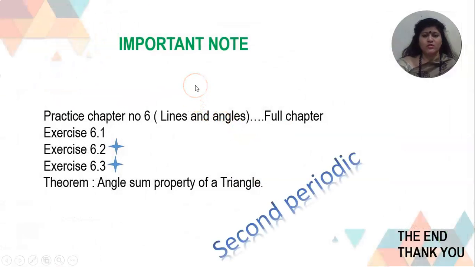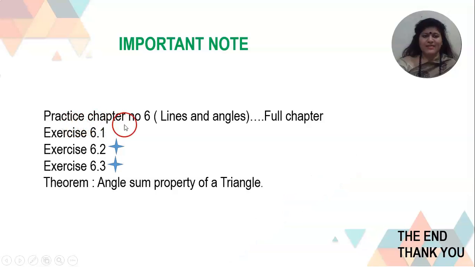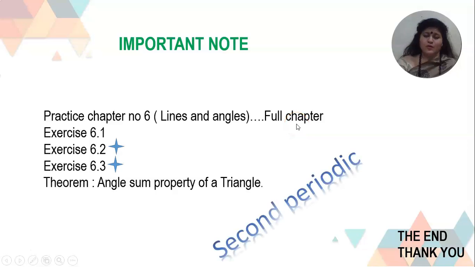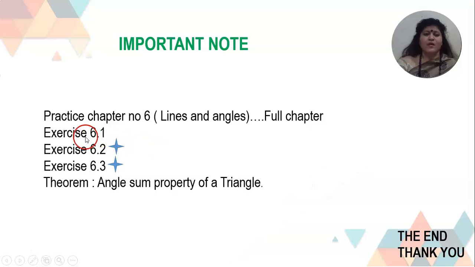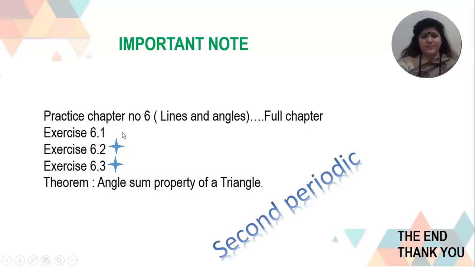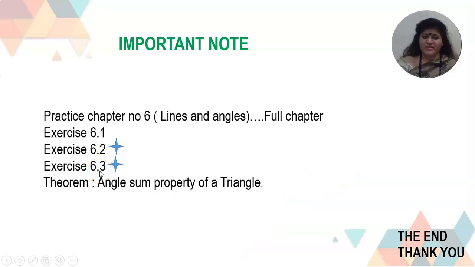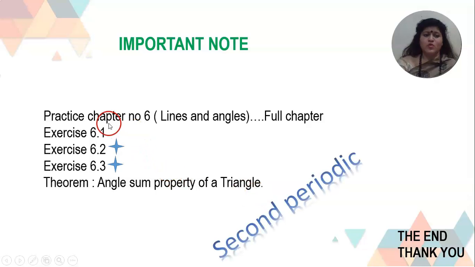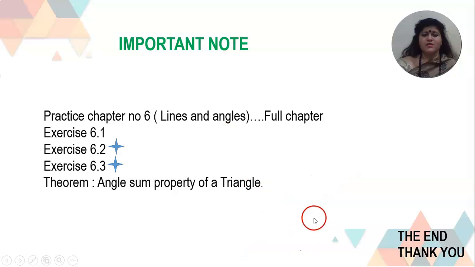Now this is an important note. I want all of you to practice chapter number 6, that is lines and angles, the complete chapter. From geometry, this is what you're going to get in your second periodic exam. Exercise 6.1 was asked in the first semester exam. I want you to practice 6.2, 6.3 exercise and also angle sum property of a triangle. So go through all the 3 exercises from lines and angles. From geometry part, this is what you're going to get for the second periodic.